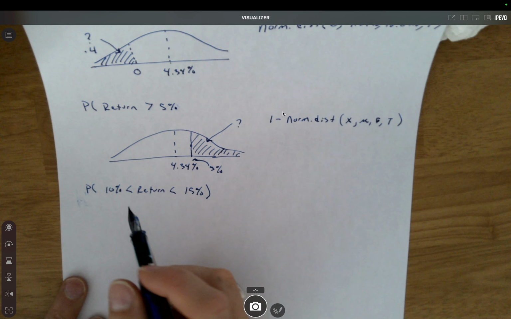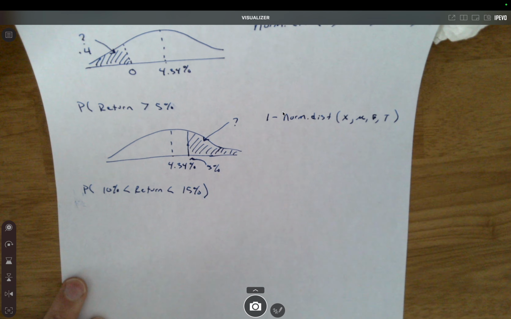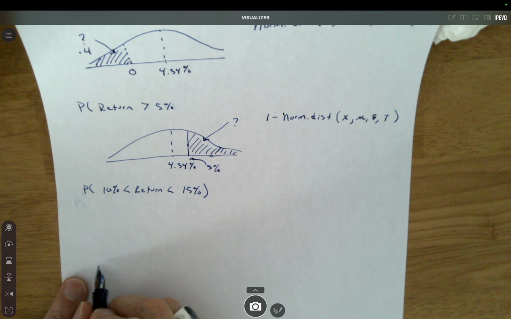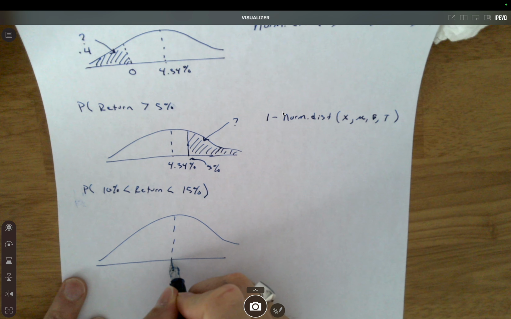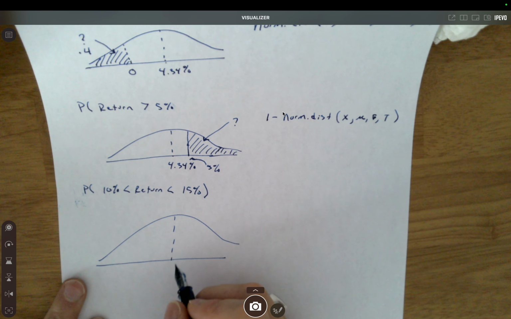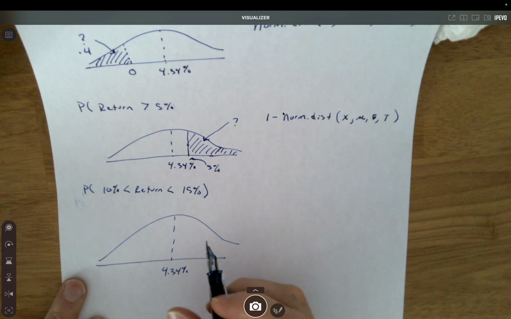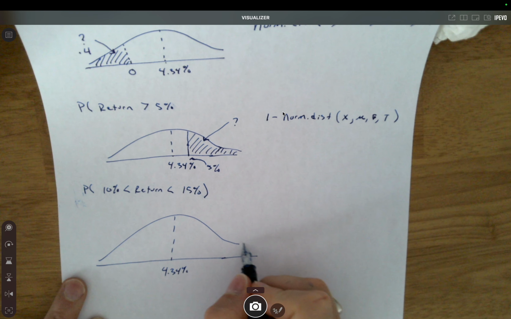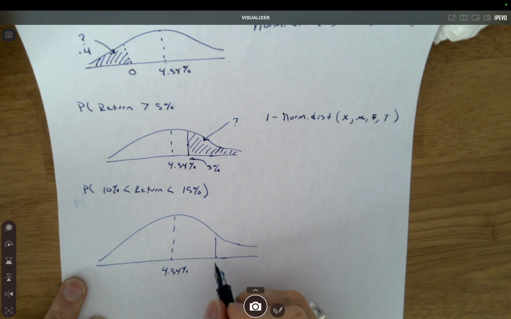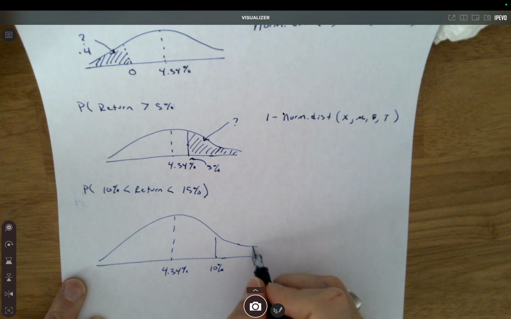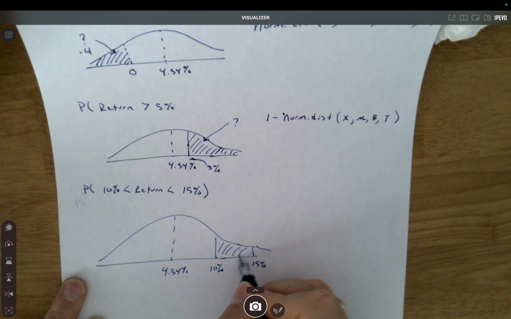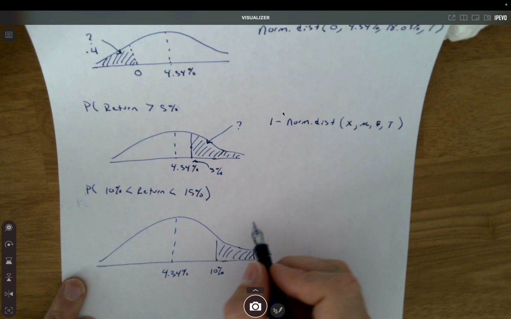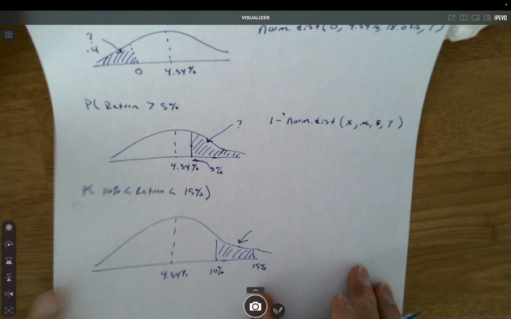If we're looking at the probability of being between 10 and 15%, again, sketch that distribution. That distribution will be centered at 4.34%. That's your mean. And we're looking somewhere over here between 10 and 15%. 10%, 15%. And we're looking for the area between those two numbers. So that's what we're looking for.